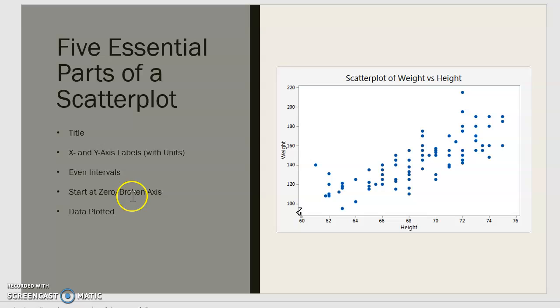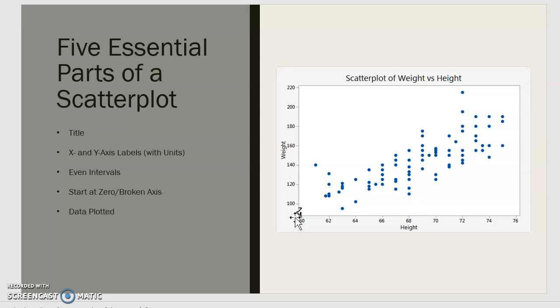Next, we have start at 0/broken axis. Okay, so this gets into the origin. Here, our graph looks like it starts at about maybe 80 pounds and probably a height of about 60, maybe a 59, but then we have this little weird squiggly thing here, and I know some of you are probably wondering, well, what the heck, Miss Outlaw, why is there a weird squiggle? Well, that's because our axes do not start at 0.